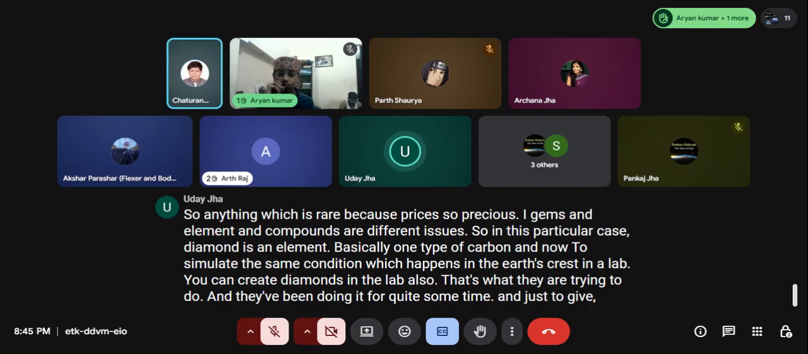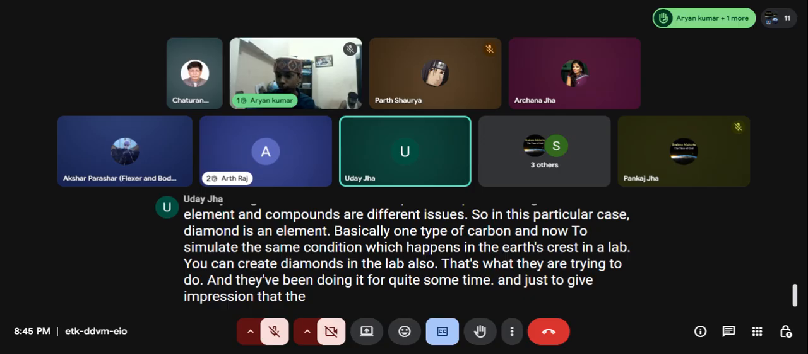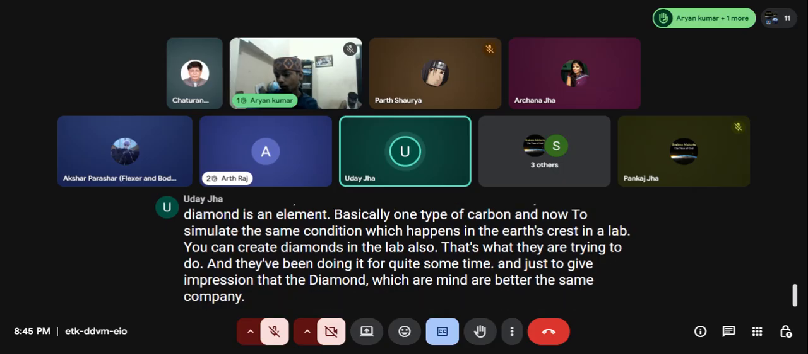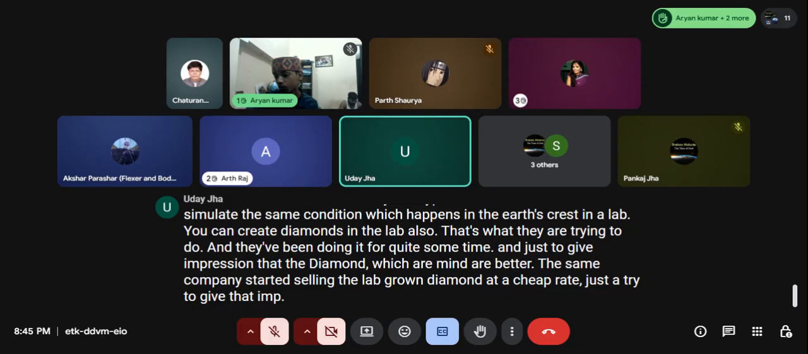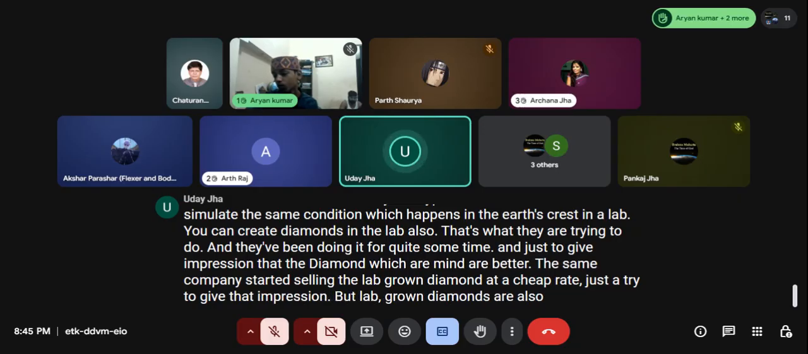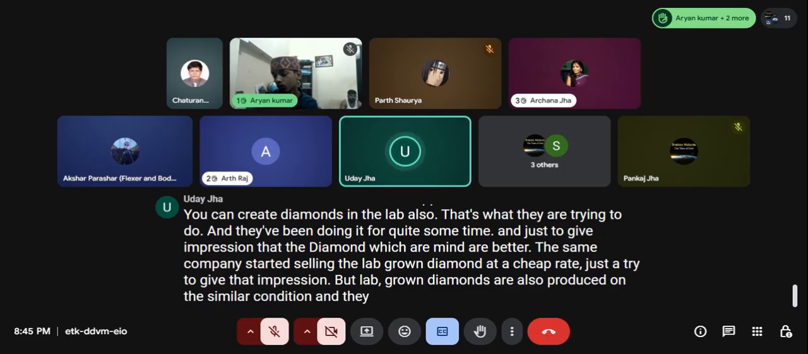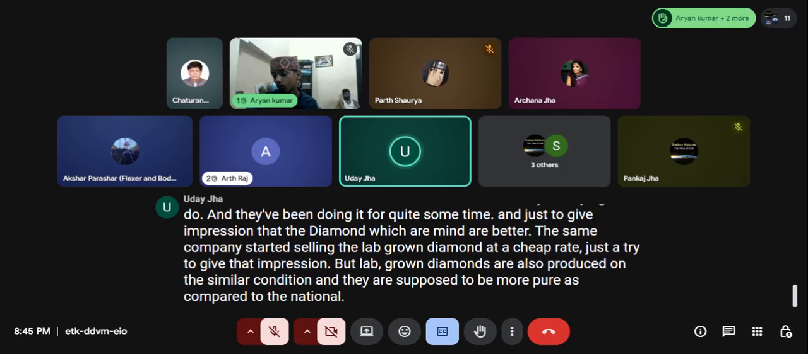And just to give an impression that the diamonds which are mined are better, the same company started selling the lab grown diamond at a cheap rate. But lab grown diamonds are also produced under similar condition and they are supposed to be more pure as compared to the natural diamonds.